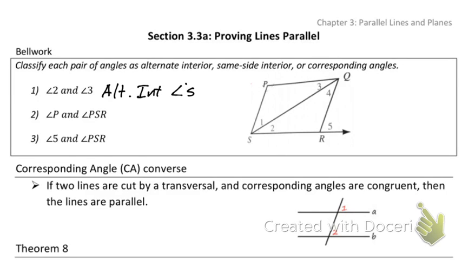P is in, please find this angle. So that would be right here. That'd be our angle P. And then it says PSR. PSR would be, let's change my color really quick, PSR would be this guy.